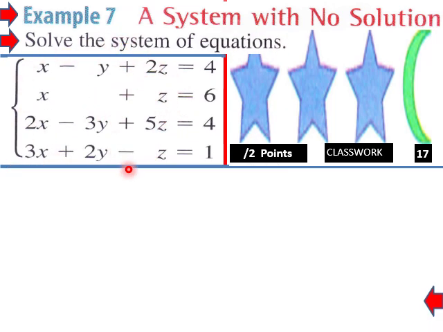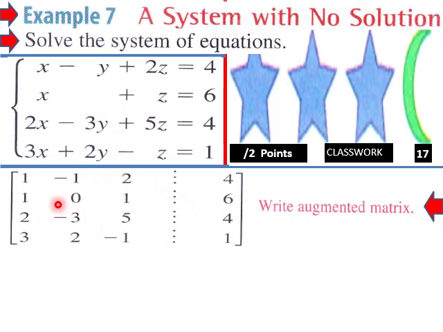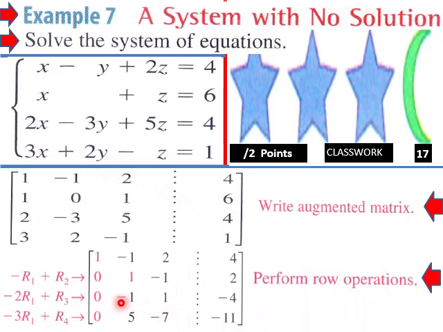We have this situation here. Putting this into an augmented matrix, here it is. We just put our coefficients down into this augmented matrix. And now we're going to perform our row operations. We're going to try to get a leading 1 here. So I'm going to take negative row 1 plus row 2. So I'm going to take the negative of this row and add it to row 2, and then we end up with this here.